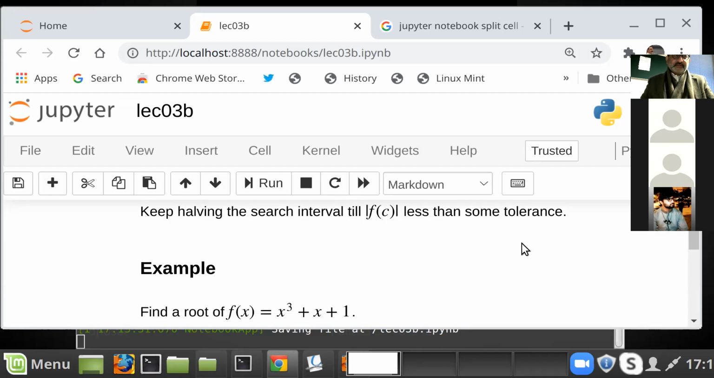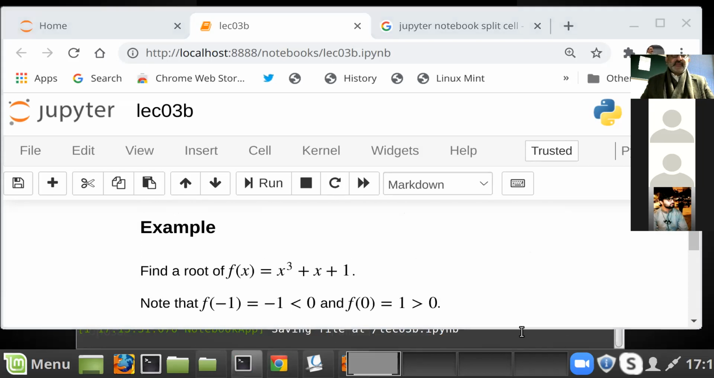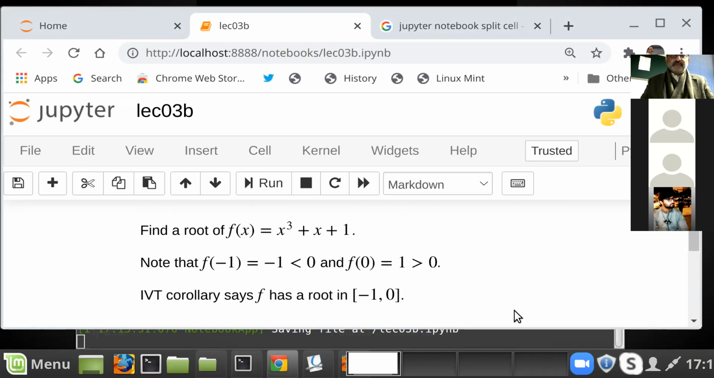Okay? So for example, let's say I have f of x equals x cubed plus x plus 1. I want to find a number c such that f of c is equal to 0. Now, maybe I draw a graph and I see some interval over which it takes negative values and positive values. So I see that f of -1 is equal to -1, which is less than 0, and f of 0 equals 1, which is greater than 0.